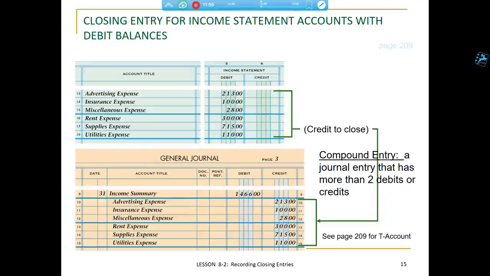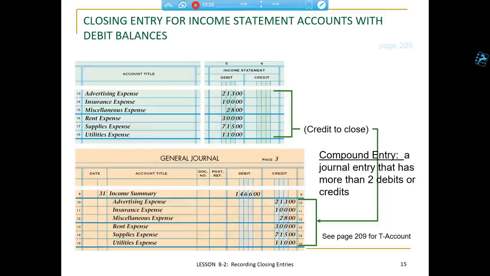What do you think? Picture your worksheet in your mind. Everybody got a picture of your worksheet in your mind? What's at the bottom when you total this up? Don't you get a total? Right? So that's the amount that should be getting debited to the income summary. The total of all your expenses is the amount that should be getting debited to your income summary.